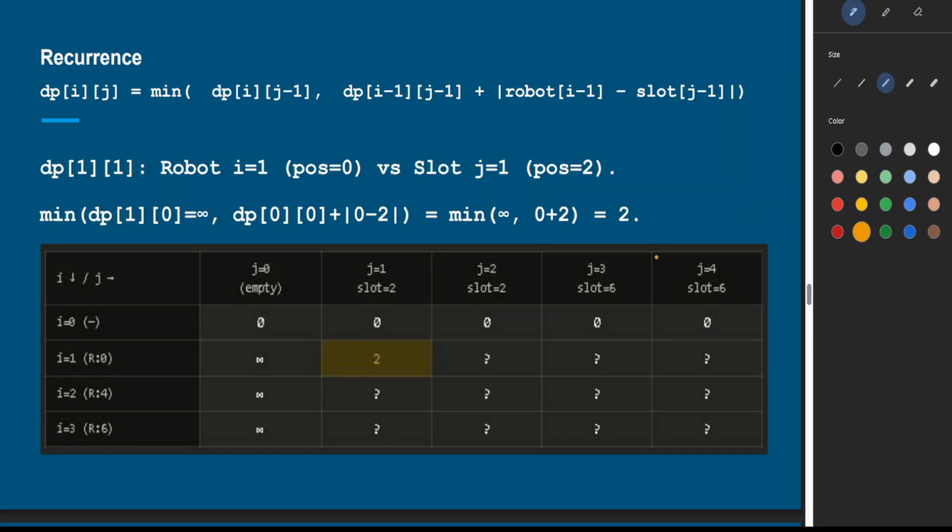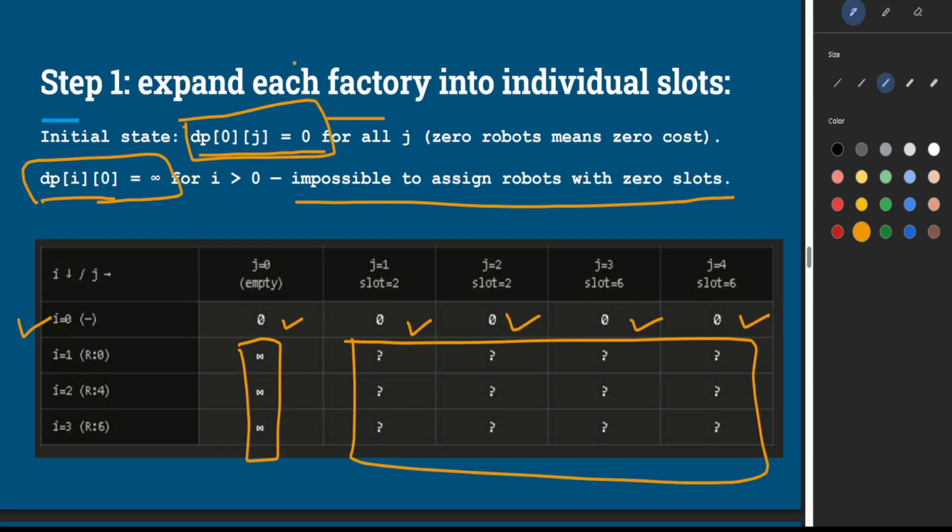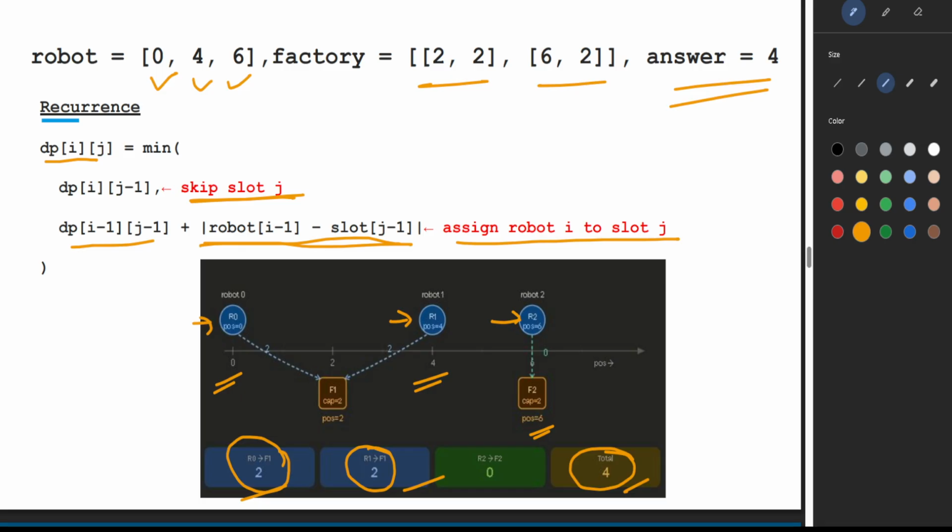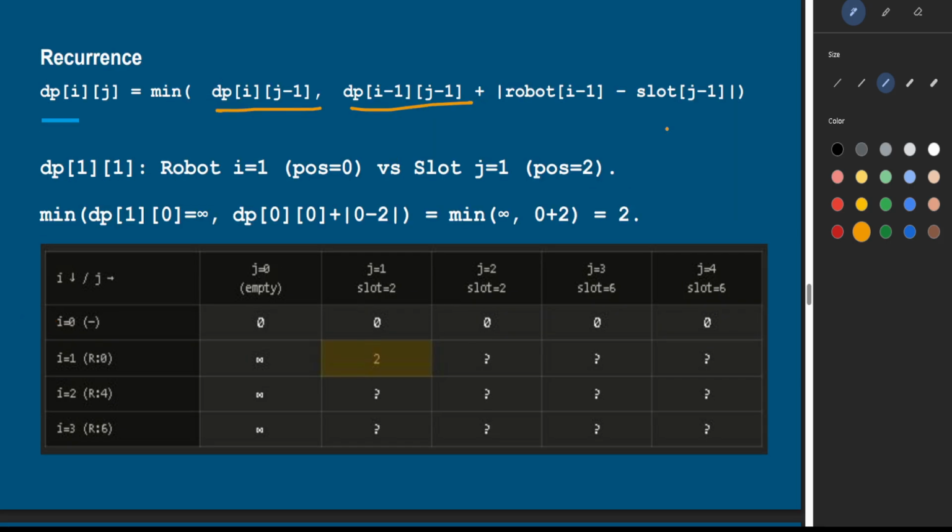The very first thing is the recurrence relation that we have seen: one option is dp[i][j-1], when we skip this slot, and the other is when we assign the robot to the slot, and we get this value. It means we have to keep both here. These are the two conditions: when we provide a slot j we use this one, otherwise this one. So this is the skip part and this is the assignment part.